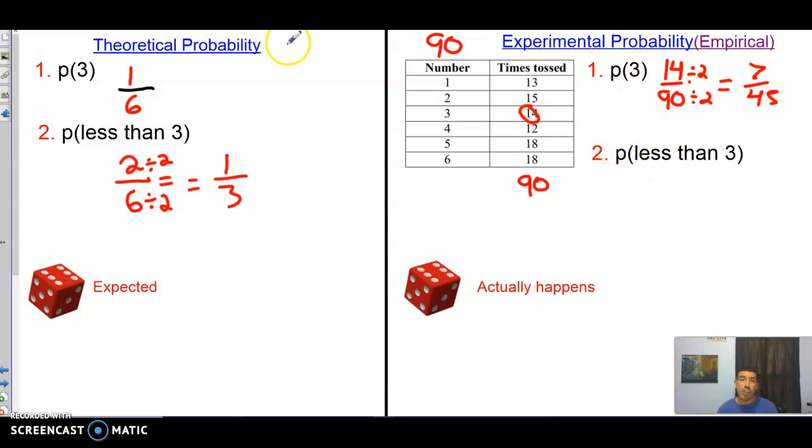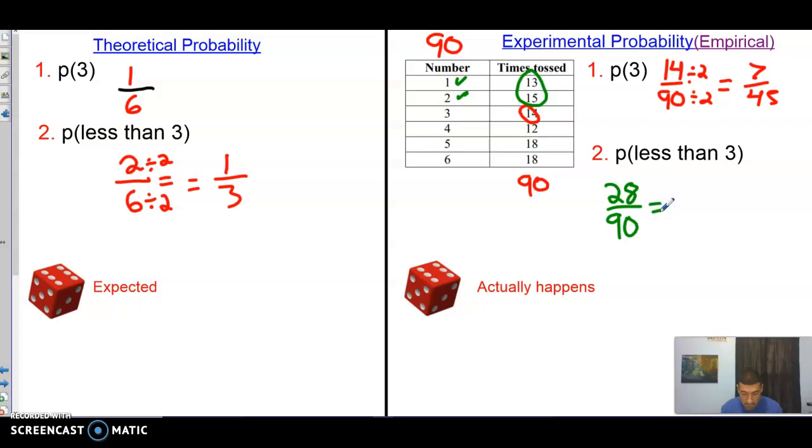Now, let's go to question number 2, and I'll use a different color. I'll use green for that one. For example number 2, we are still looking for the experimental probability of getting a number less than 3. Now let's look at the table. Again, how many numbers are less than 3? 1 and 2. So I look at the frequency, these two, and I add them up. 13 plus 15. And that will give me 28. Again, on the bottom, you put the total, okay?